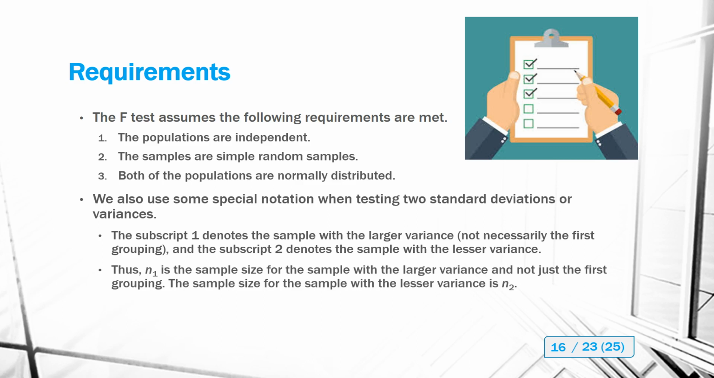This is an important distinction. So when you see N1, it doesn't necessarily mean that this is the sample size of the first sample. It means it's the sample size of the sample with the larger variance. And so N2 would mean that this is the sample size of the sample with the lesser variance. And the same pattern follows for the other variables, s, sigma, what have you.